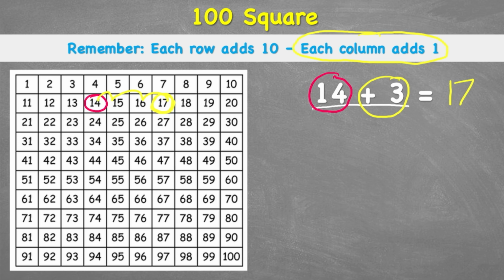And guess what? It works for subtraction too. Let's say 58 subtract 7 equals, let's see. First of all, let's find our 58. I can see it just here.